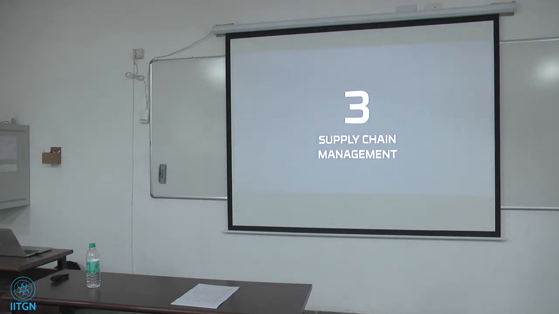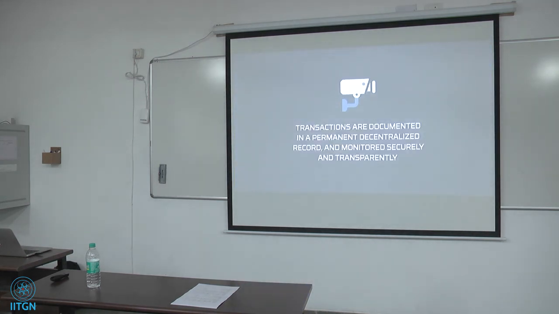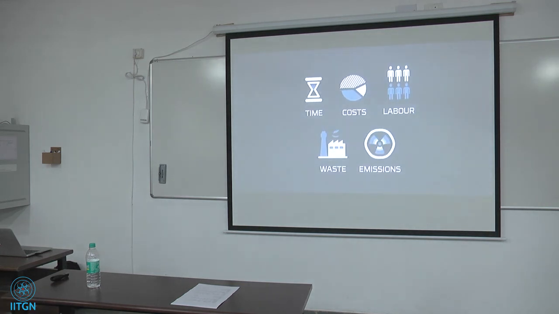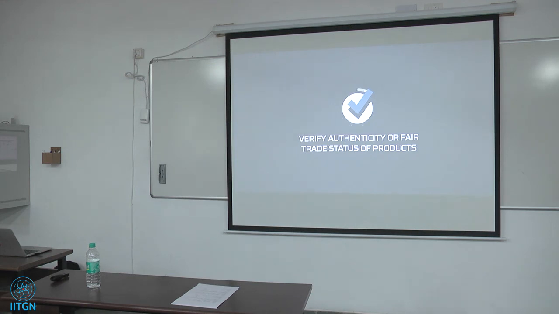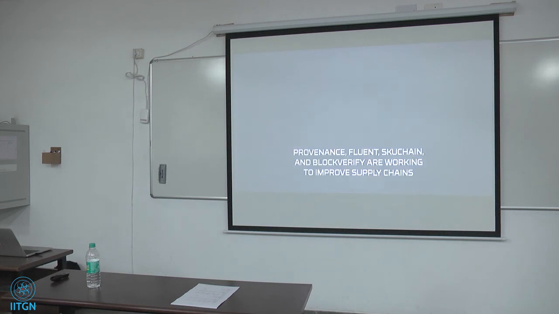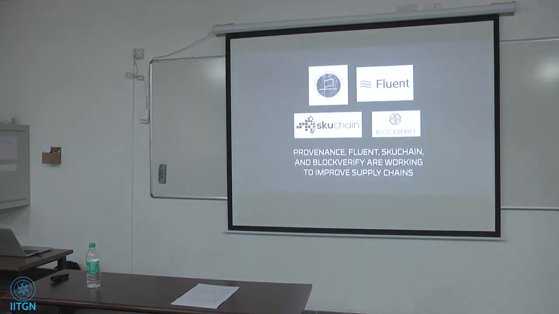Number 3, supply chain management. With blockchain technology, transactions can be documented in a permanent decentralized record and monitored securely and transparently. This can greatly reduce time delays and human mistakes. It can also be used to monitor costs, labor, and even waste and emissions at every point in the supply chain. This has serious implications for understanding and controlling the real environmental impact of products. The blockchain can also be used to verify the authenticity or fair trade status of products by tracking them from their origin. Some blockchain startups working in this sector are Provenance, Fluent, SkuChain, and BlockVerify.